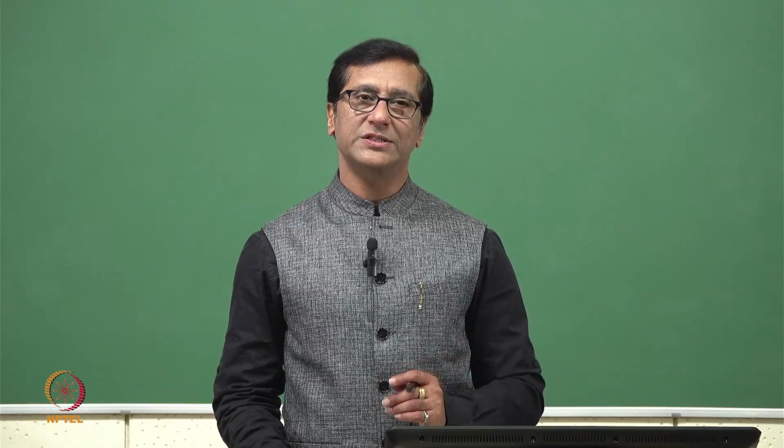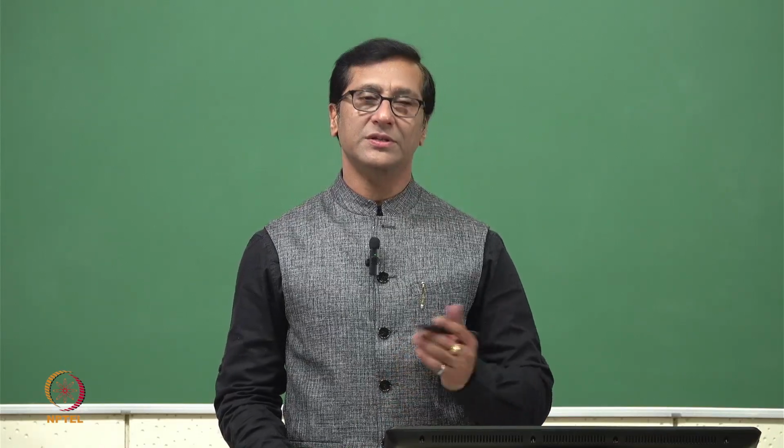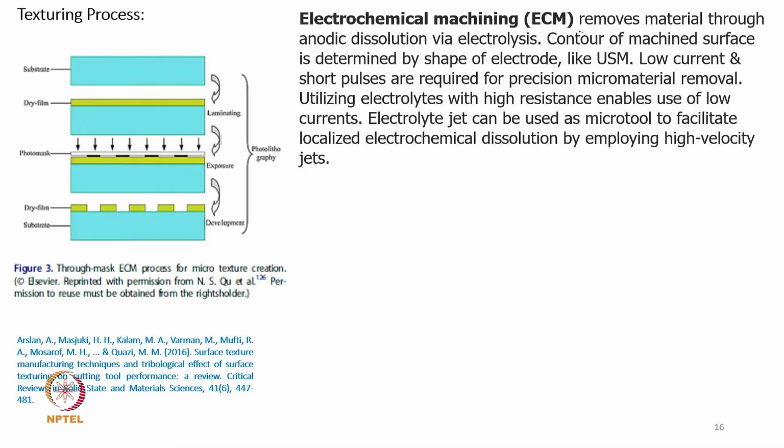In one go we don't get all the textures. Maybe with the shot peening method it is possible, but with the laser jet or abrasive jet machines, we get them one by one, not all together at one time. The last one in this case is electrochemical machining.